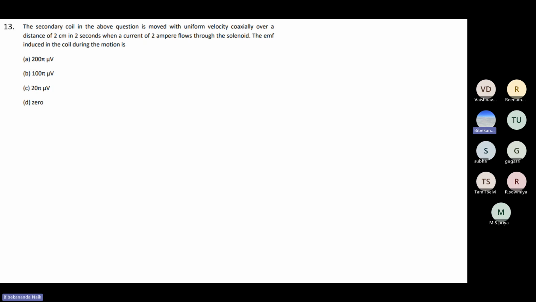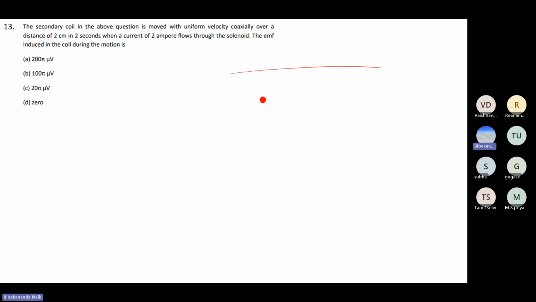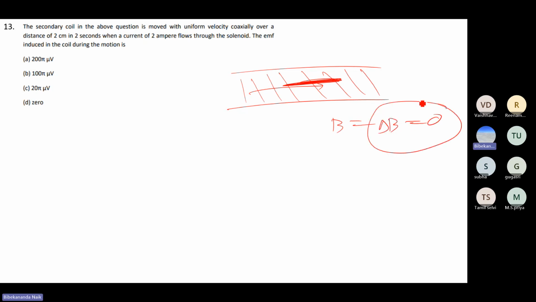a distance of 2 centimeter in 2 seconds when a current of 2 ampere flows through the solenoid. The EMF induced in the coil during the motion is? Now we know the magnetic field is uniform inside a solenoid. So when the solenoid is moving, whatever its velocity, at every point the magnetic field is the same. Since the magnetic field is the same in both cases, the change in magnetic field will be 0.